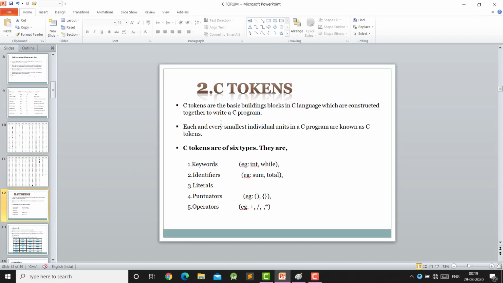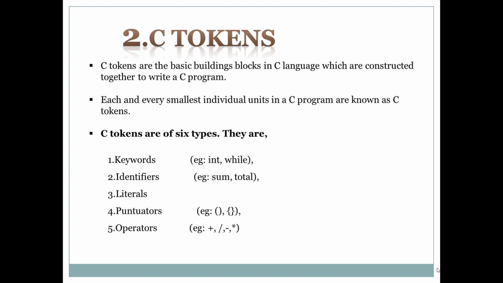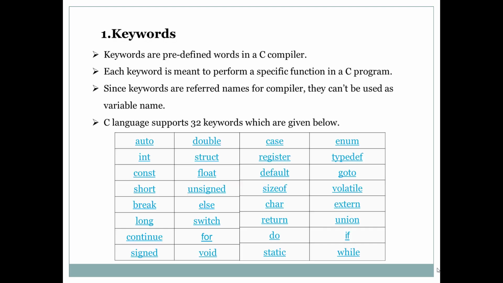Now we will be learning about C tokens. What are C tokens? C tokens are the basic building blocks in the C language. Each and every smallest individual unit in a C program is known as a C token. These C tokens are divided into types: keywords, identifiers, literals, punctuators, and operators. We will be learning about these one by one. First, we will learn about keywords. Keywords are the predefined words in the C compiler.